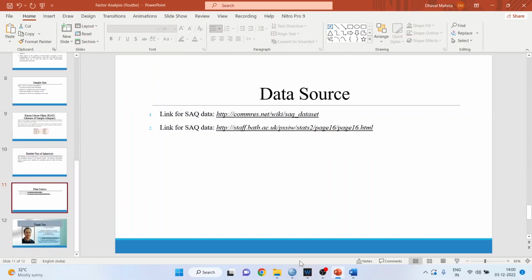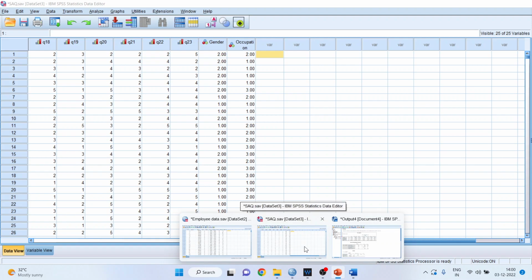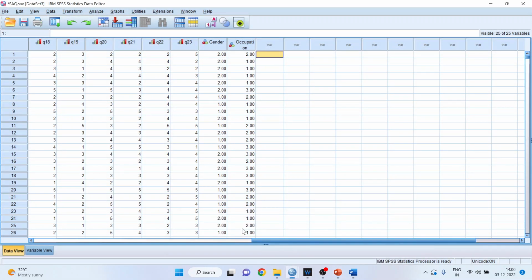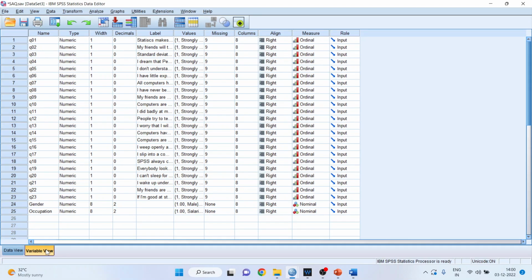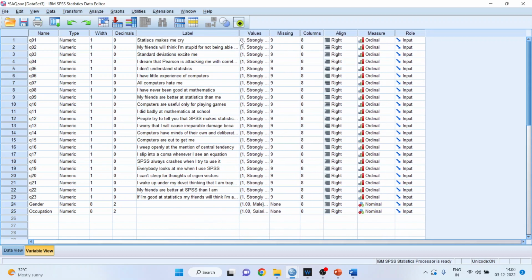Now, I'll go into SPSS and you can see the data file. We have 23 statements which have been captured on a Likert scale. Let us see all the statements one by one.